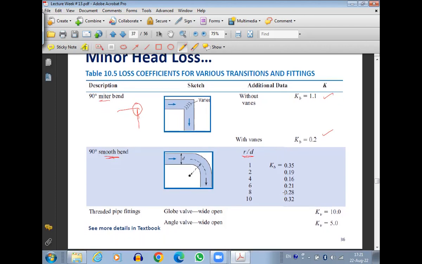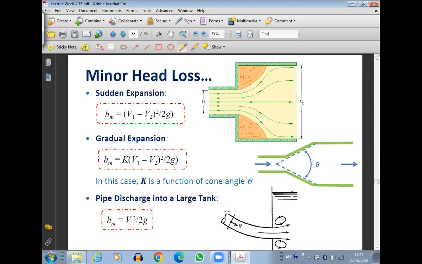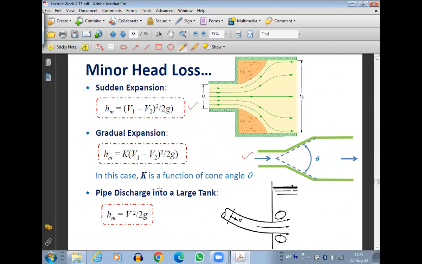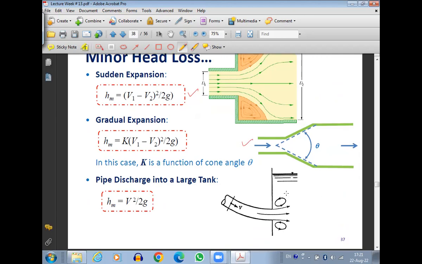If we have threaded pipe fittings, a globe valve, or an angle valve, loss coefficients are provided. If we have a sudden expansion, where the pipe suddenly expands into a bigger pipe, the minor head loss will be (V1 minus V2) square upon 2g. If we have a gradual expansion, this is again a case of expansion similar to before. If a pipe discharges into a large tank, then K equals 1, so it is just hm equals V square upon 2g.